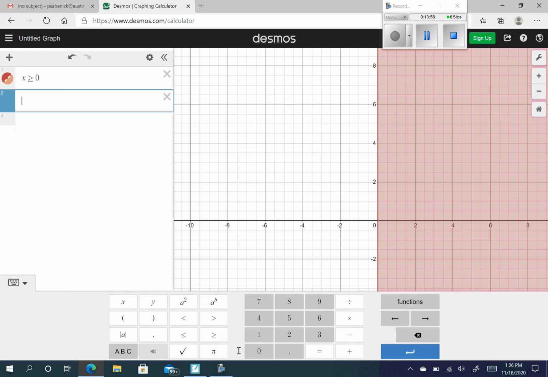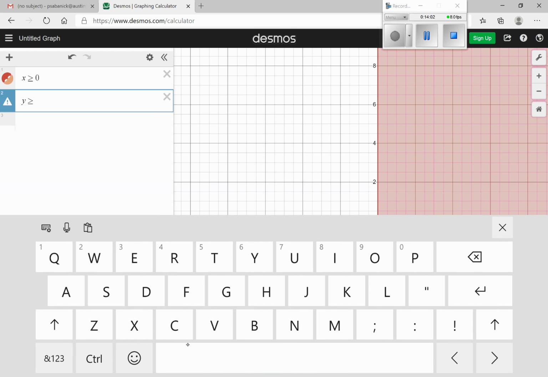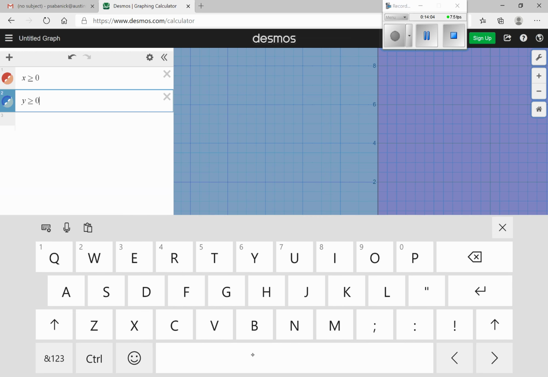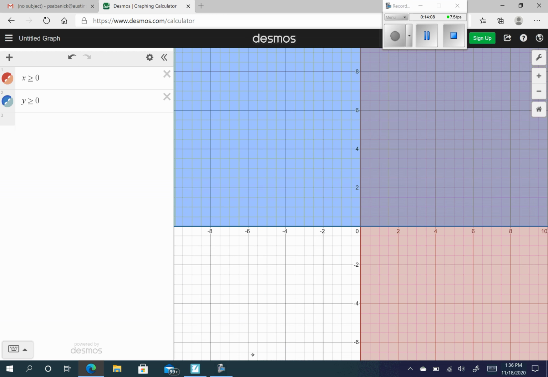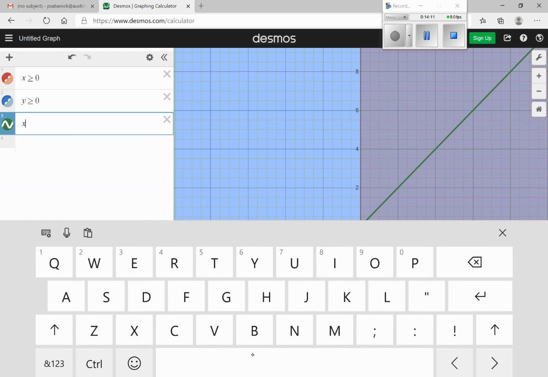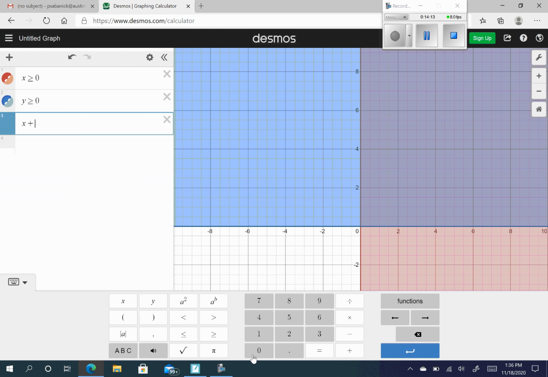Let's go to another line. We want y is greater than or equal to 0. And then we can take a look. So right now we know we're focused in the first quadrant. And we also want x plus y that was less than or equal to 6,000.